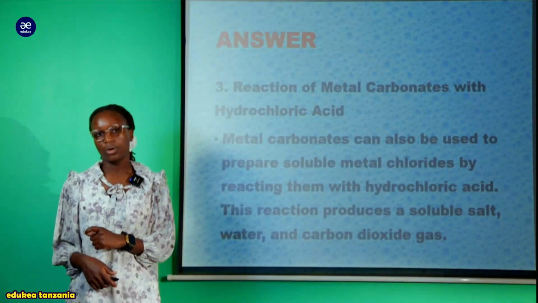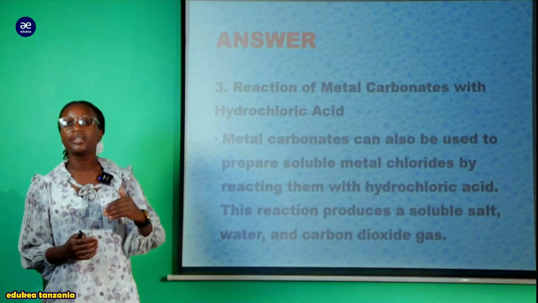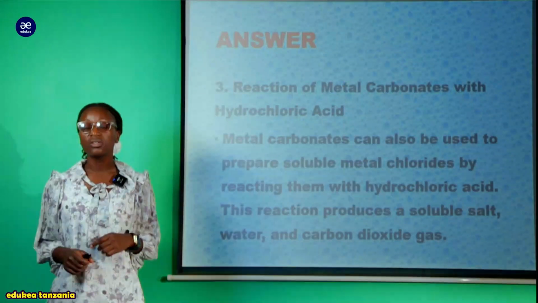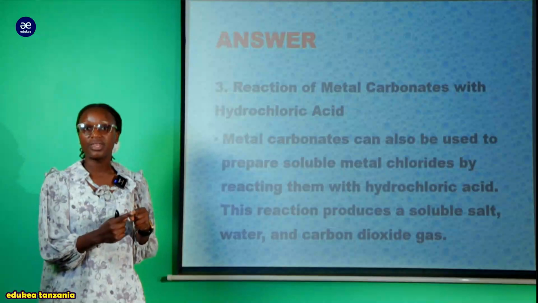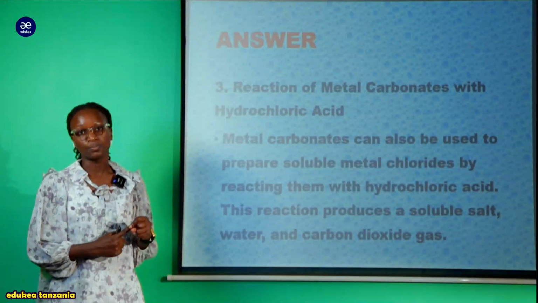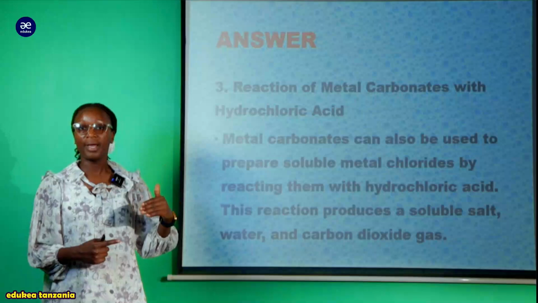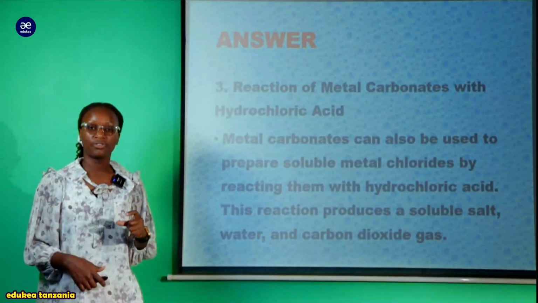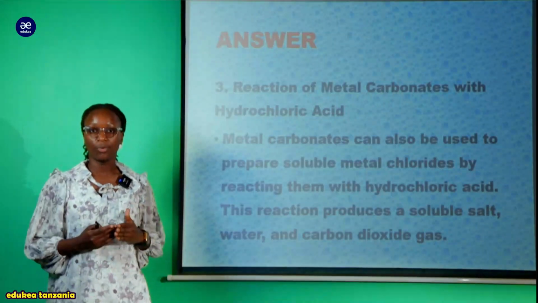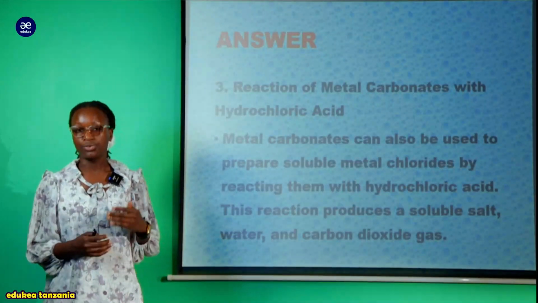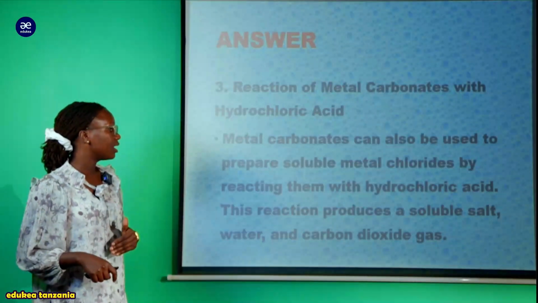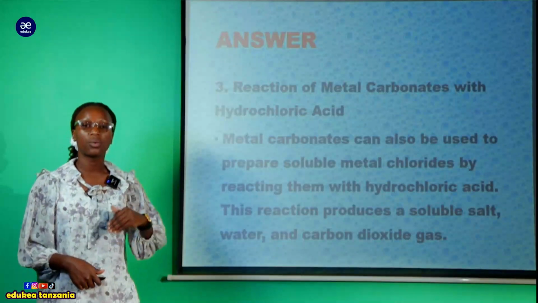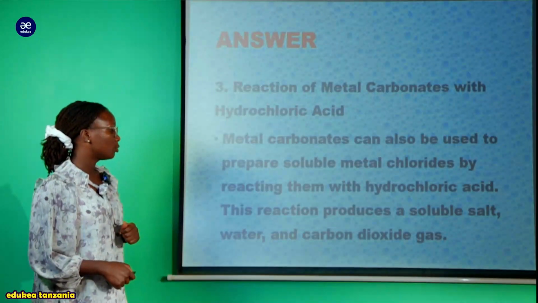and that salt is soluble. Some of the salts are insoluble, but here we produce the soluble salt. So we have satisfied our question. We have complied with our question, that we prepare the chloride compound, or metal chloride, and it is also soluble, as the question required us to answer. So we are going to produce the soluble salt, but also the water molecule, and finally the carbon dioxide gas.